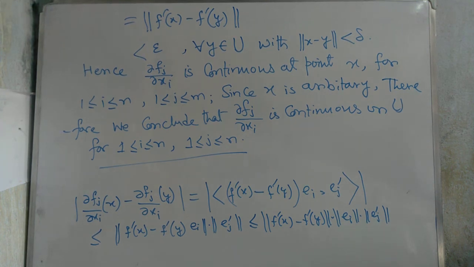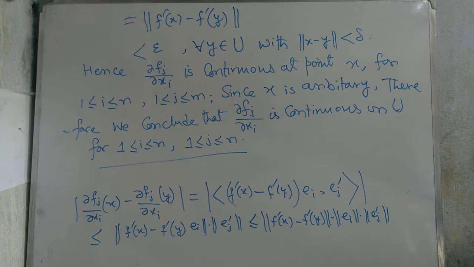Then obviously the inner product of f'(c)ei with ej' equals ∂fj/∂xi, and we also let x, y belong to U. Then ∂fj/∂xi(x) equals the inner product of f'(x)ei and ej', and ∂fj/∂xi(y) equals the inner product of f'(y)ei and ej', for all i, j.